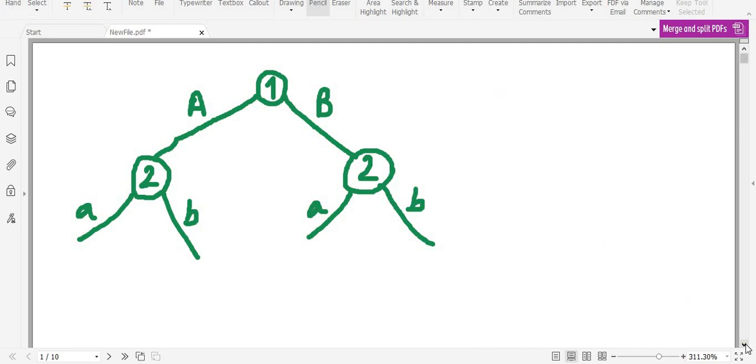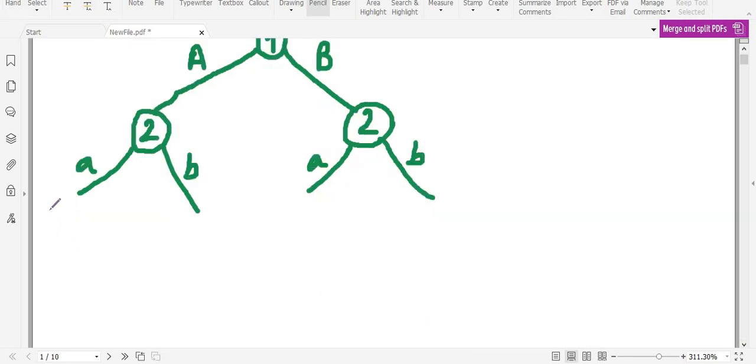Now if that happens, let us first understand what the payoffs are. So if player 1 chooses capital A and player 2 chooses small a, then suppose the payoffs are 3, 2. So these are the payoffs. That means player 1 ends up getting 3 and player 2 ends up getting 2. If player 1 chooses capital A and player 2 chooses small b, then the payoffs are 2, 4, that is player 1 gets 2, player 2 gets 4.